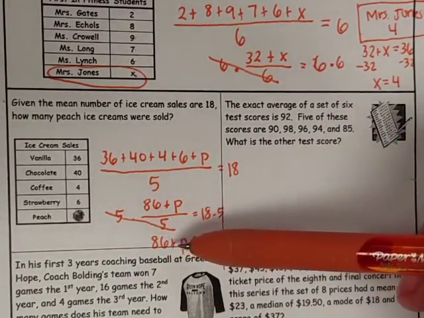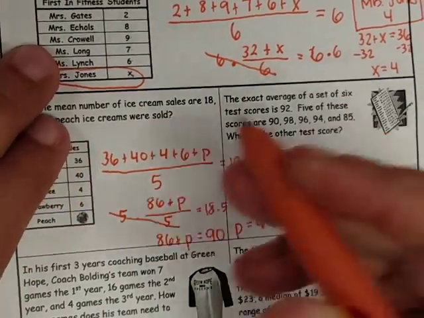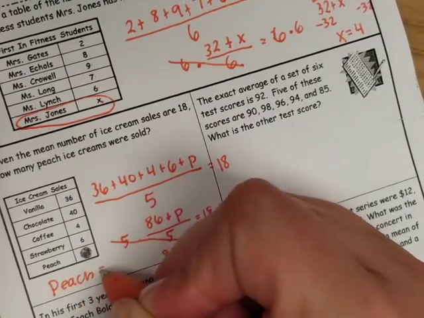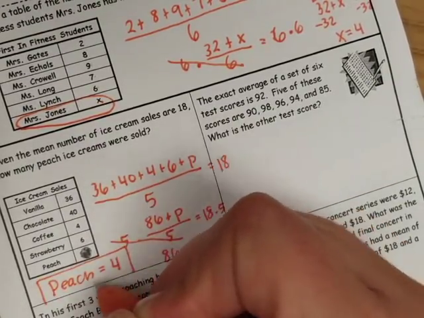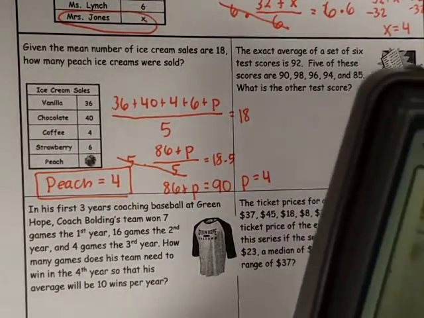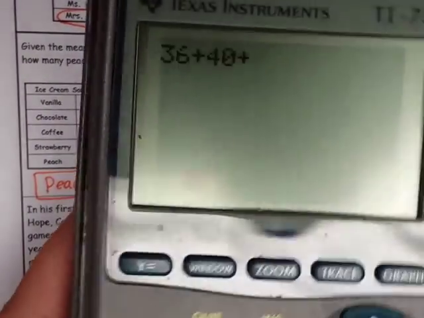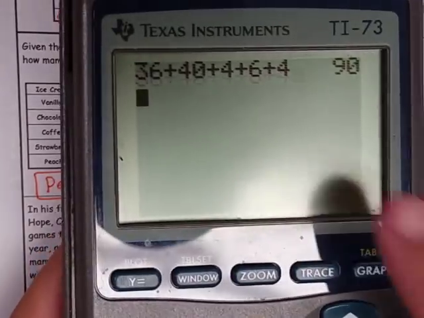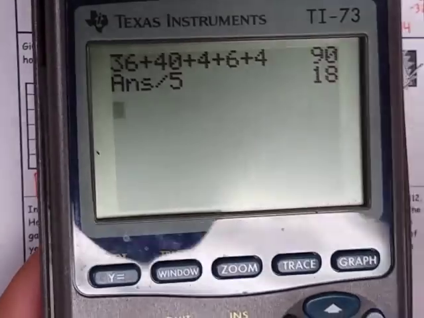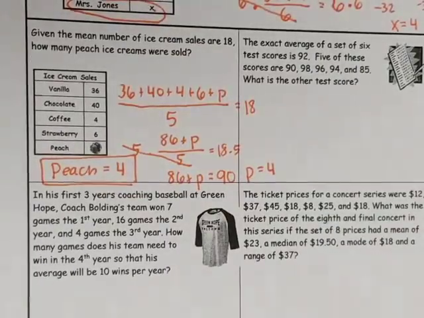So then 86 plus what gives me 90? 4. So we know that we need to sell 4 peach ice creams in order for the average to be 18. And we can check it. So 36 plus 40 plus 4 plus 6 plus 4 is 90. 90 divided by 5 gives me 18. So taking that 4 and putting it in here and checking the average does work.